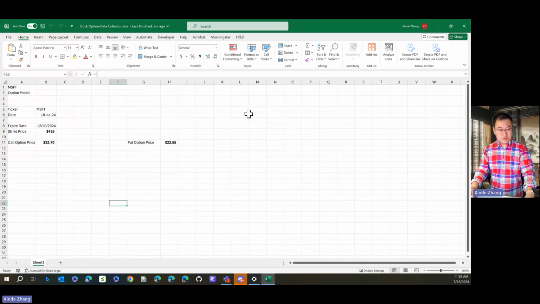So just a quick review up here. We visit the Yahoo Finance again and figure out that if the strike price was such, then the call option price, or in the book, I believe they called it call option premium, was 32.70. Well, the put option price or the put option premium was 22.55.